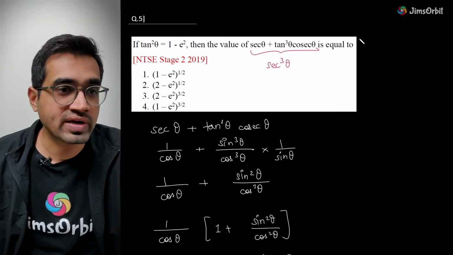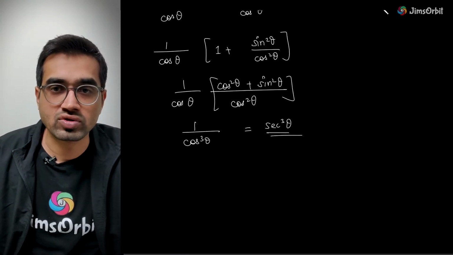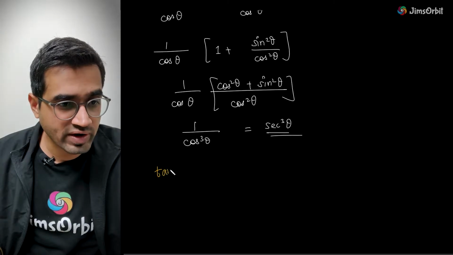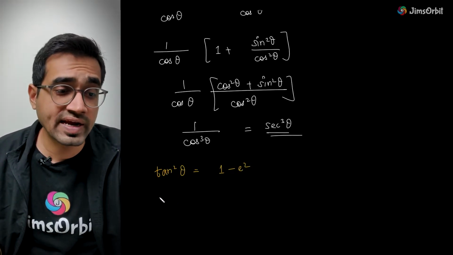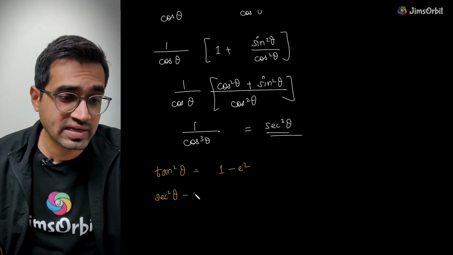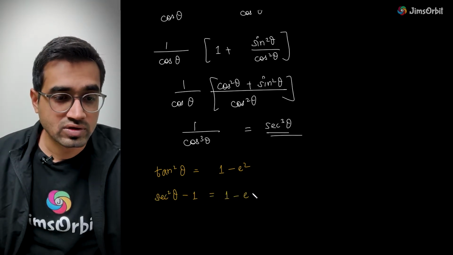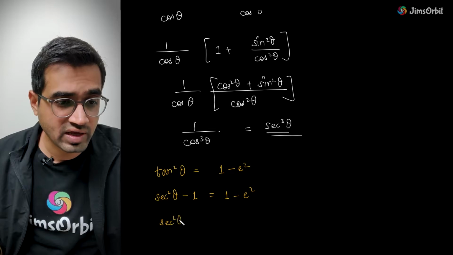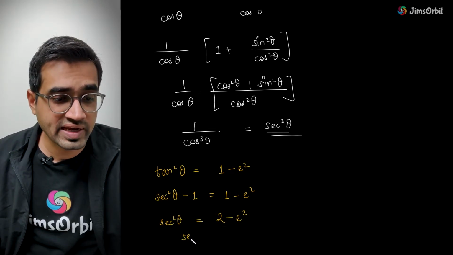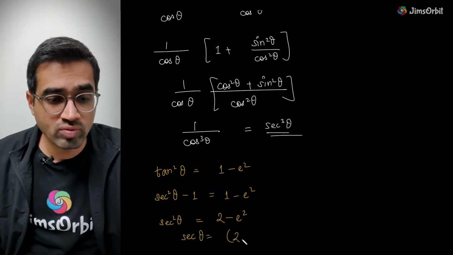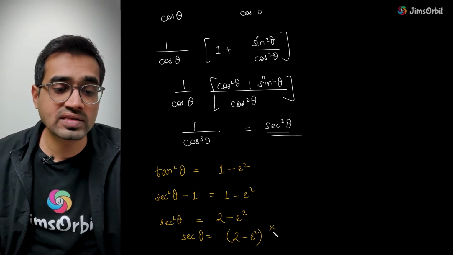Okay. So we are given that tan square theta is 1 minus e square. You know, secant square theta minus 1 can be written as tan square theta. So secant square theta will come out to be 1 plus 1, 2 minus e square. What will be secant theta then? Root over 2 minus e square. Correct? We can write this as half power.